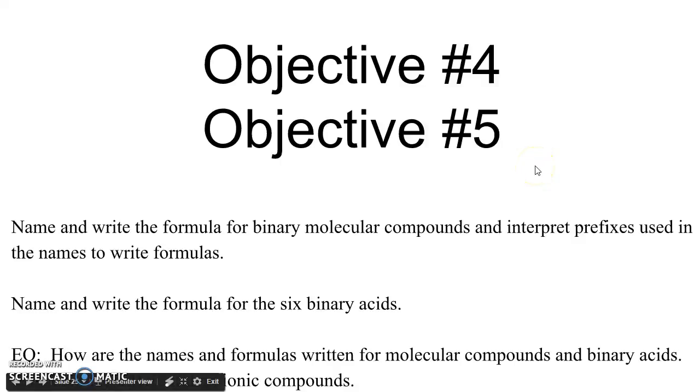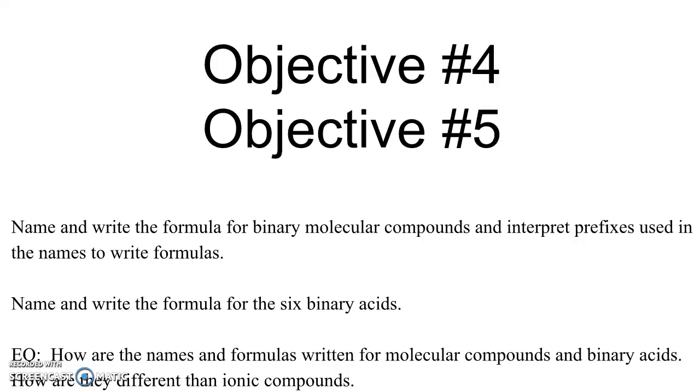Okay, so now we're going to switch gears a little bit. We're still in the realm of binary compounds, but for objectives 4 and 5, we are going to talk about molecular compounds and binary acids. So a little different rules than the ionic compounds, but still easy to do because we're still dealing with just two elements at the same time.